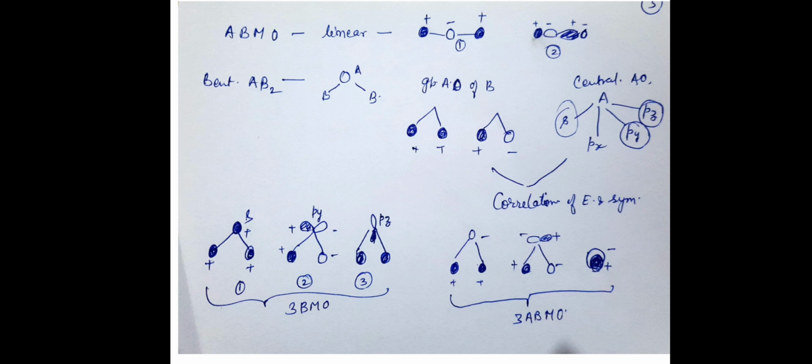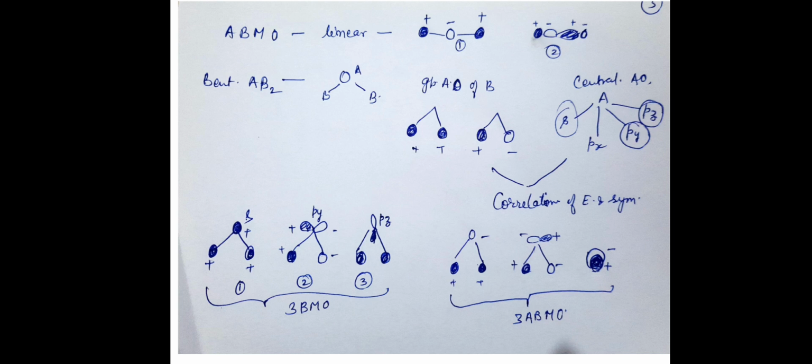P orbital, towards the dark circle the light lobe of P, and towards the light circle the dark lobe of P, plus minus plus. And the third is the dark circle with the light circle behind it, again plus minus. So 3 BMO, 3 ABMO. These are the bonding molecular orbitals and anti-bonding molecular orbitals of the bent shape.